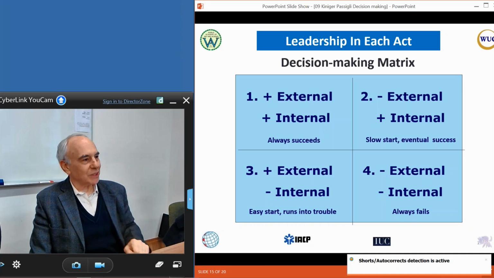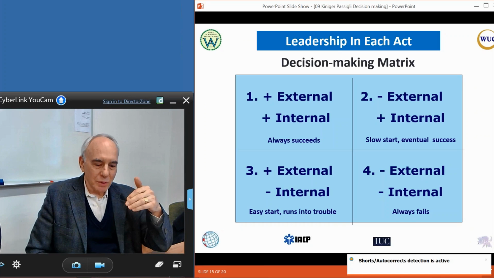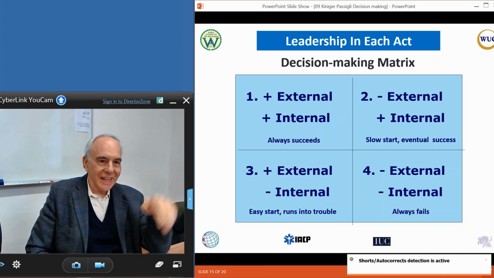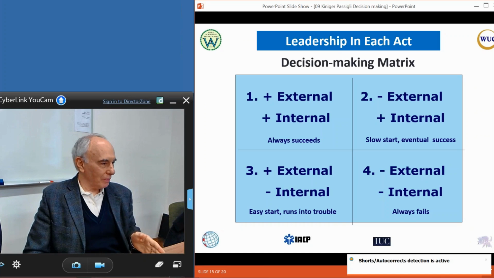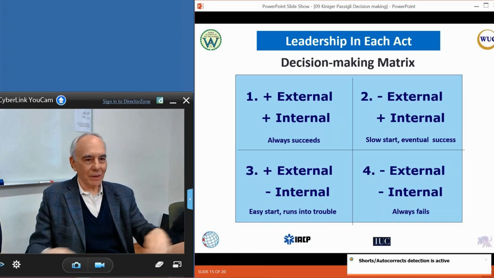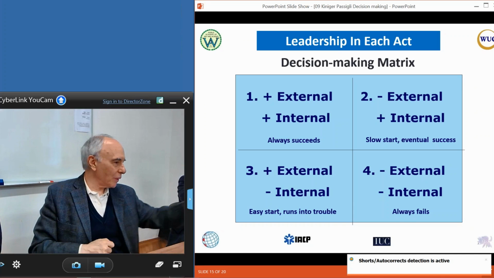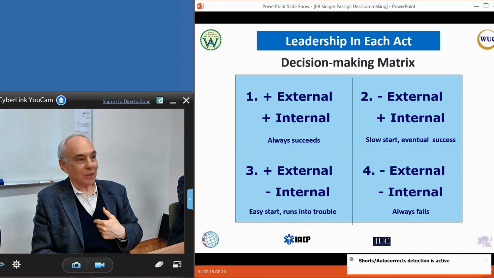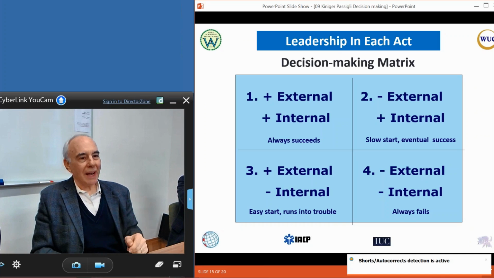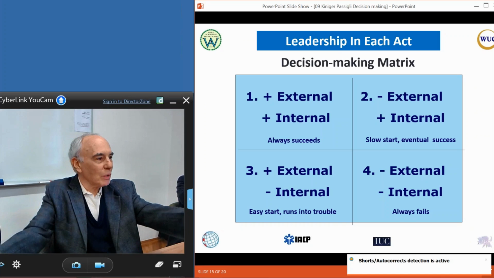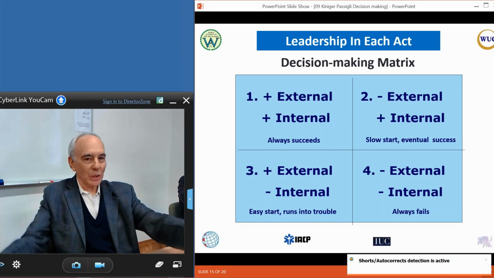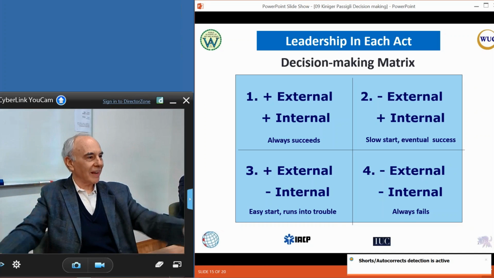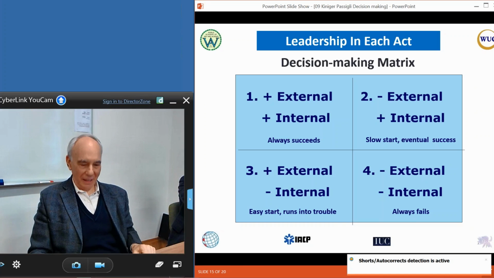The interim cases are interesting, because in quadrant 3, the external conditions are all favorable. You have other people willing and eager, maybe there's money available for investment, you have an eager customer, whatever it may be. But inwardly you don't have the determination. What normally happens is, initially everything goes smoothly. Everybody jumps in and it looks like it's going to be a great success, and eventually it peters out and it ends up failing.